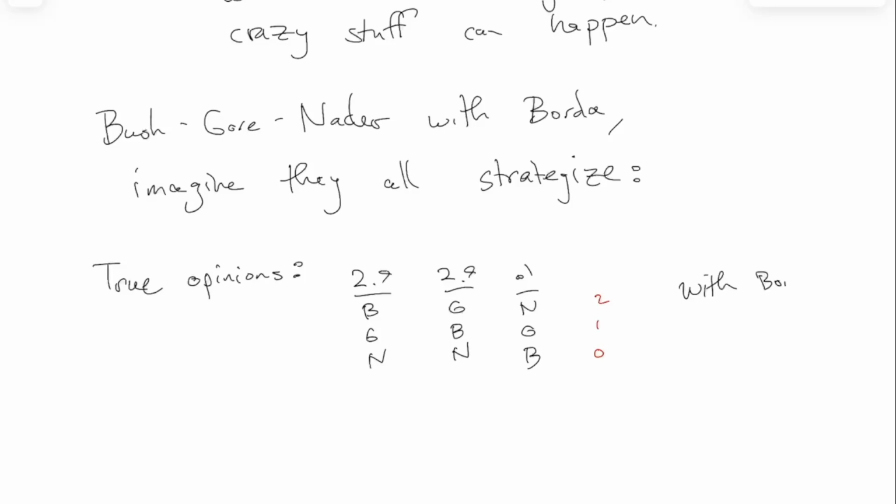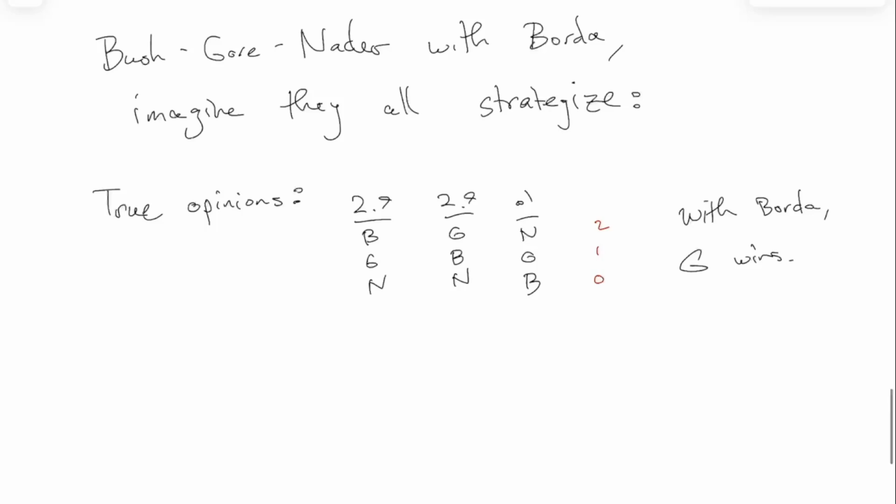With Borda, I don't want to go through the calculation again, but Gore would be the winner with the Borda system. Gore gets slightly more points than Bush in this case. And of course, Nader gets almost 0 points compared to the other two. All right. But anyway, can we think about these?